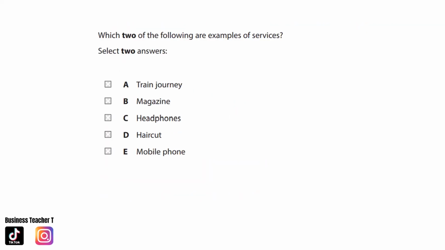Next question, which two of the following are examples of services? Select two answers. A. Train journey, B. Magazine, C. Headphones, D. Haircut, or E. Mobile phone? The answers are train journey and a haircut.